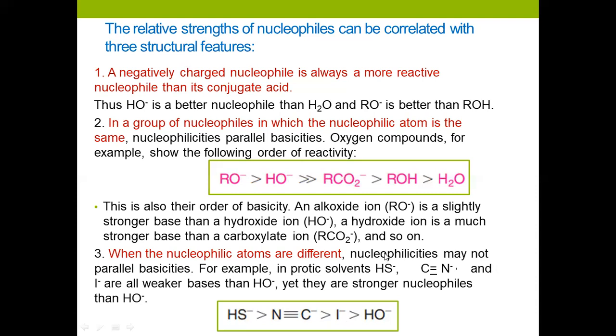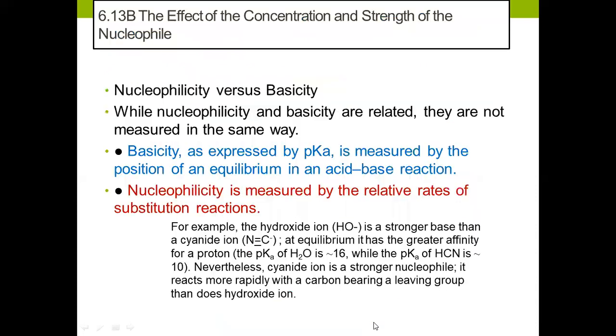So when the nucleophile atoms are different, nucleophilicities may not parallel basicities. So here, since you consider this one to be more nucleophilic than OH, they can easily attack a positive center. So even if OH, the hydroxide, is more basic and has more tendency to donate its electron pair. So how do we differentiate nucleophilicity versus basicity? I've already mentioned. While nucleophilicity and basicity are related, they are not measured in the same way. As I mentioned already, nucleophilicity is measured by the relative rates of substitution reactions. Since it's a nucleophile, it easily attacks a positive center, and the reaction is faster.